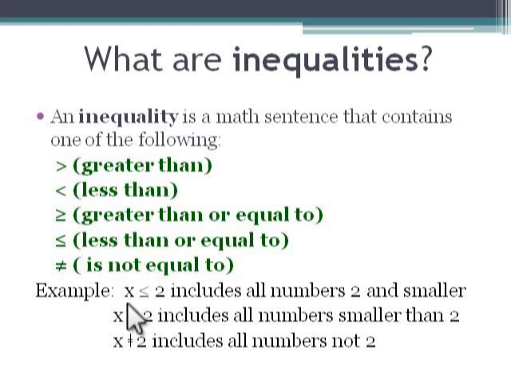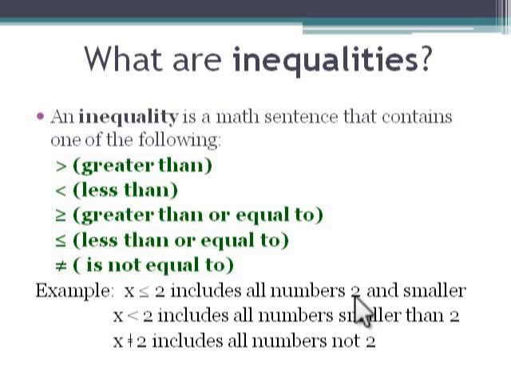If you had that a number is less than or equal to 2, that means that it includes all numbers 2 and smaller. So 2 is included in the set, 1, 1.2, negative 87, all of those numbers are included in the set. A solution set is infinite in an inequality.